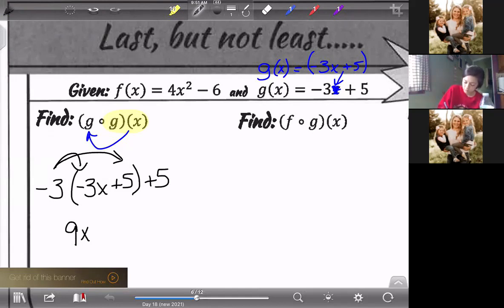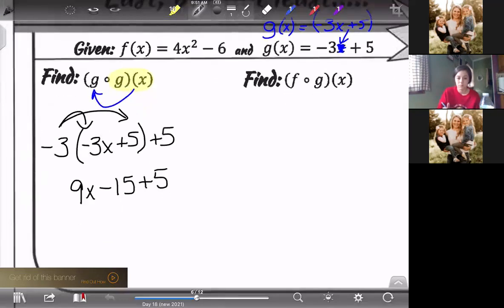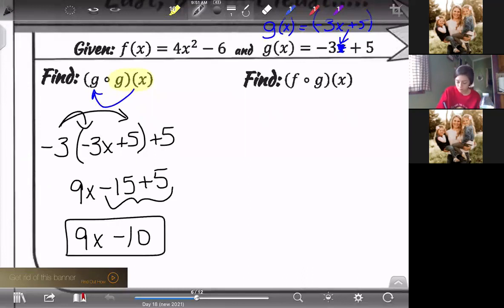-3 times +5 is -15. Bring down the plus 5. One last step, we need to go and combine like terms here. Gives me a final answer of 9x minus 10. Takes practice. We'll get there.